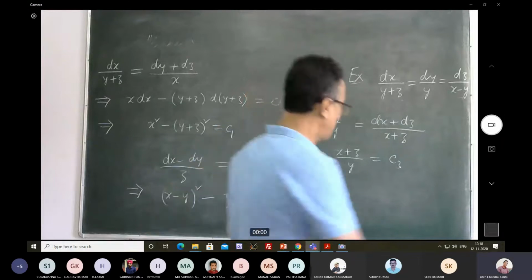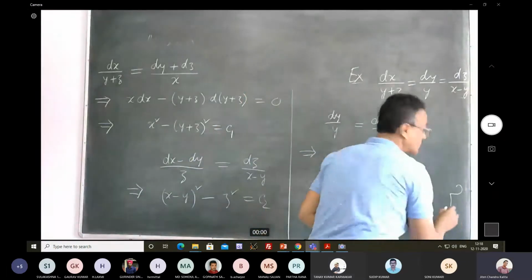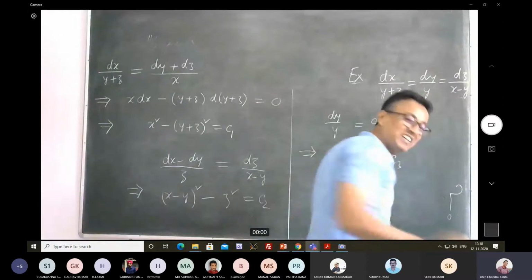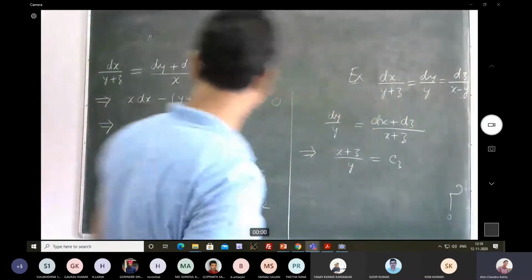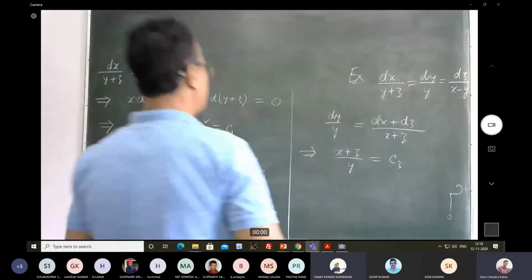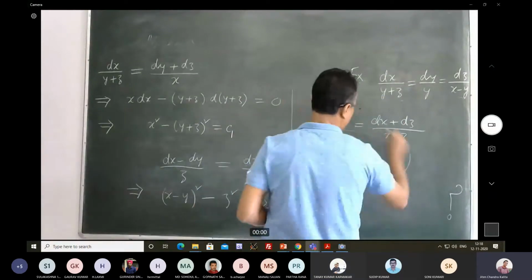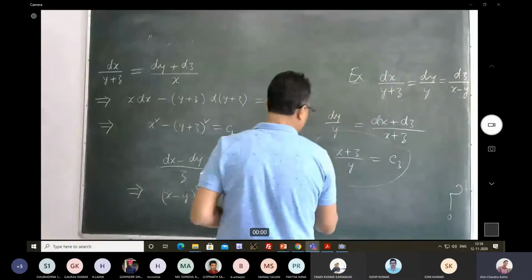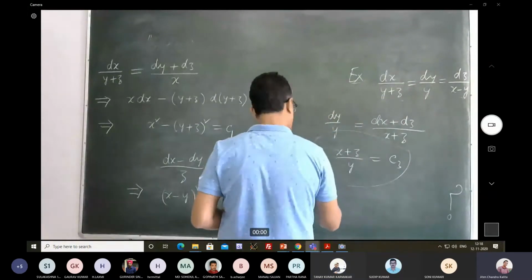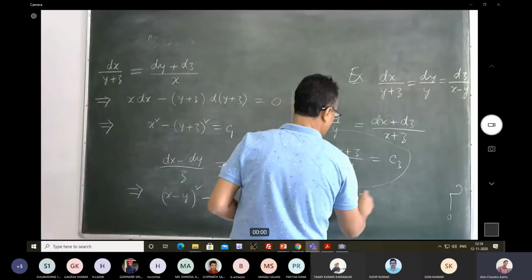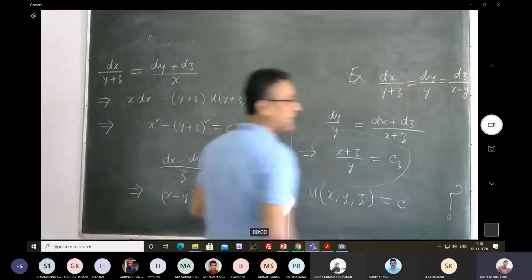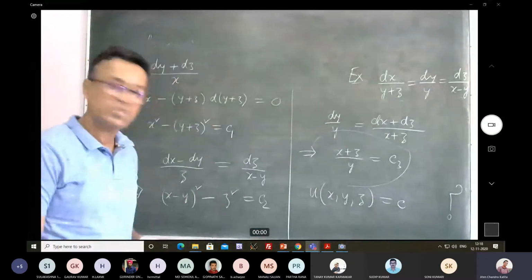That's solution one, right? That solution is what I'll come to later on. See, for the time being, let me concentrate here. So I have got something like u(x, y, z) equal to c, right?